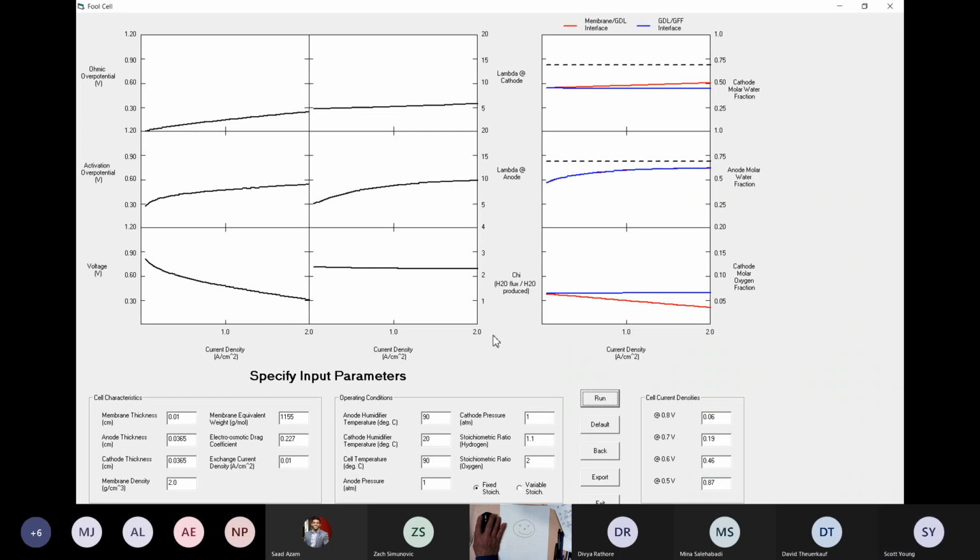Okay, so we want to make it better. What can we do? We want to get this value of voltage at 2 amps per centimeter squared up. What should we do? I think we could operate at a lower temperature as well in comparison to 90. Right. Would that help? What do you want me to change? The cell temperature, the humidifier temperature, both? Both of them. And what temperature would you like? 80 or something. Okay, we'll go to 80 on both.